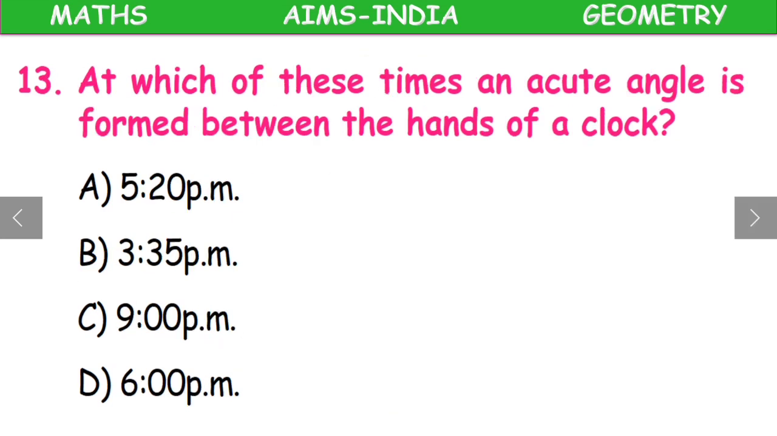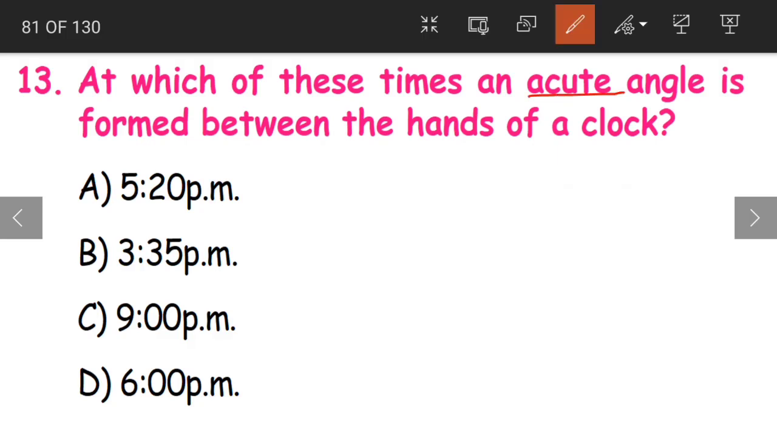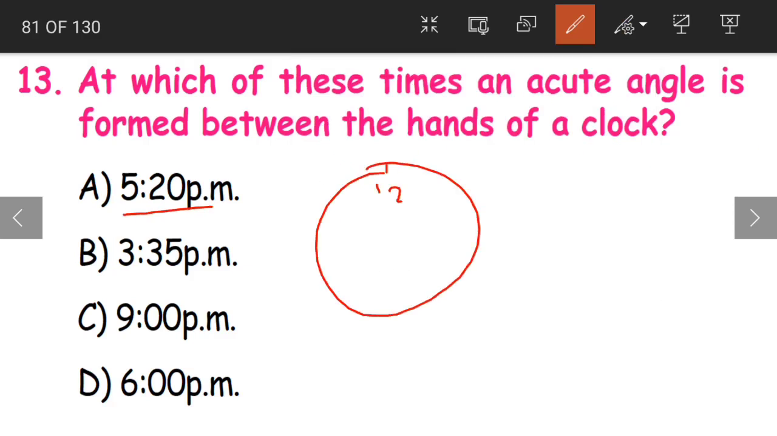Question 13. At which of these times is an acute angle formed between the hands of a clock? Now what is an acute angle? An acute angle is the angle that is less than 90 degrees. Yes, it lies between 0 and 90 degrees. So let us look at the first one, 5:20. Let us write the numbers first. Okay, 5:20 means how much, children? It would be here. This will be the center point. So this is nothing but 5:20.